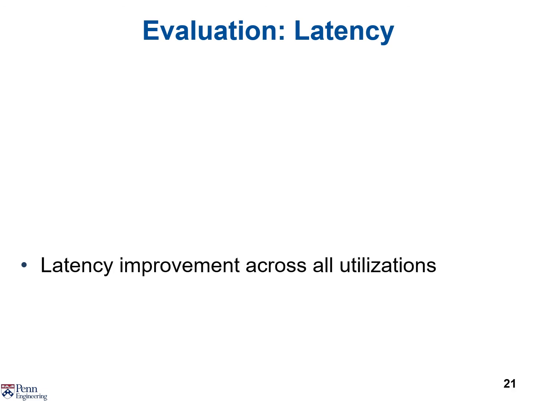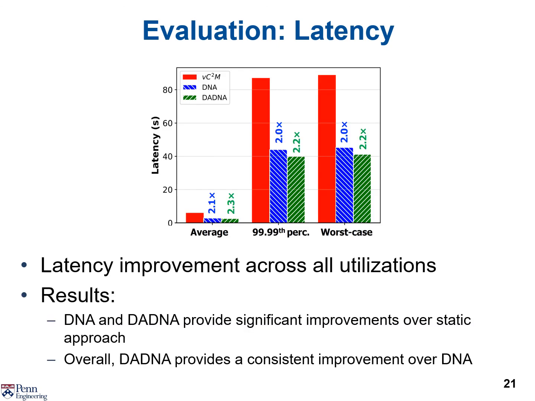Our last graph looks at job latency when considering all utilizations combined together. Here, latency is shown on the y-axis in seconds, and the overall result for VC²M, DNA, and DADNA are shown for average, 99.99th percentile, and worst case job latency using the same colors as before. The results show that across all three percentiles, DNA and DADNA managed to provide at least half the latency of VC²M's static approach. Furthermore, we can see that DADNA provides a slight improvement over DNA by considering the deadlines for tasks that are both currently executing and queued, waiting to be scheduled.